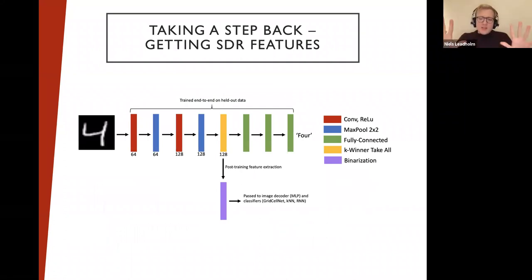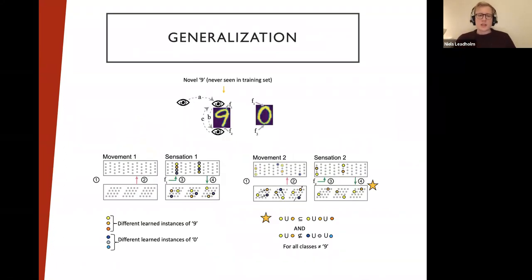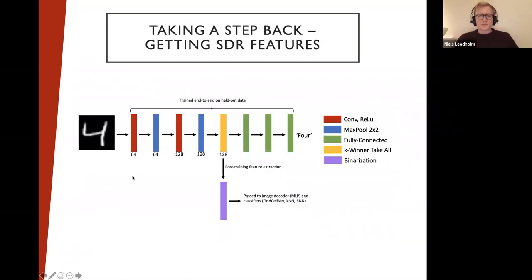So that's kind of the algorithm from the grid cells point of view, from the column point of view. But to take a step back, this approach assumes that the features that are being input to the system are sparse distributed representations. So binary vectors that are sparse.